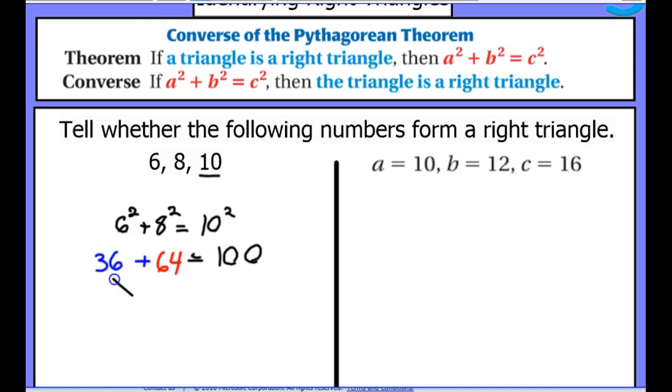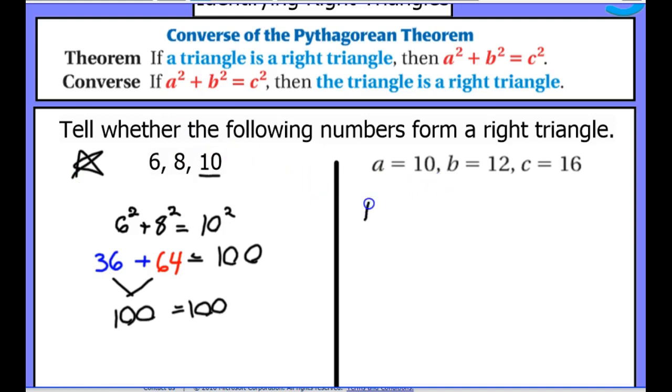So if 36 plus 64 equals 100, then we know that this is a right triangle. So 36 plus 64 equals 100, so 100 equals 100, they're the same thing. We know that this is a right triangle.